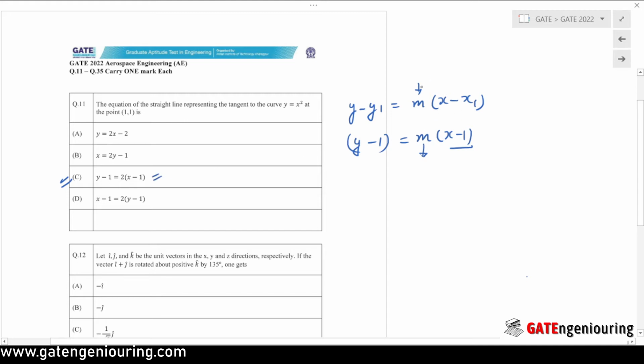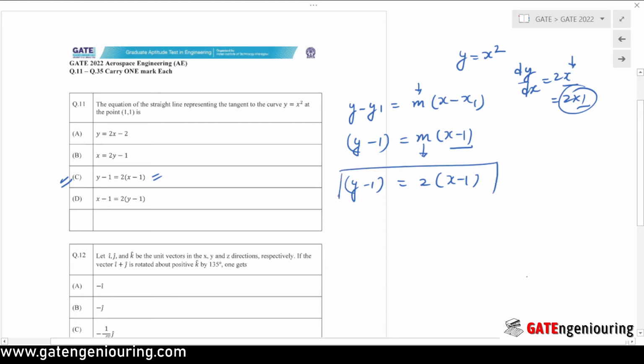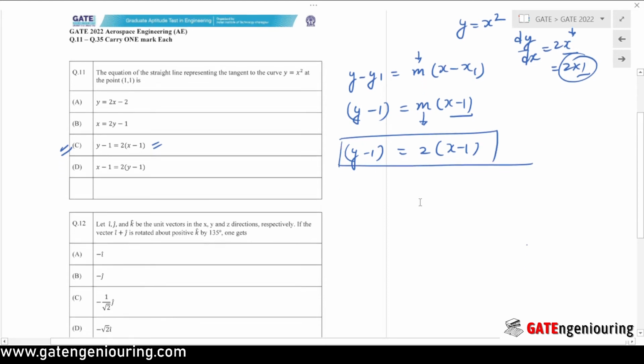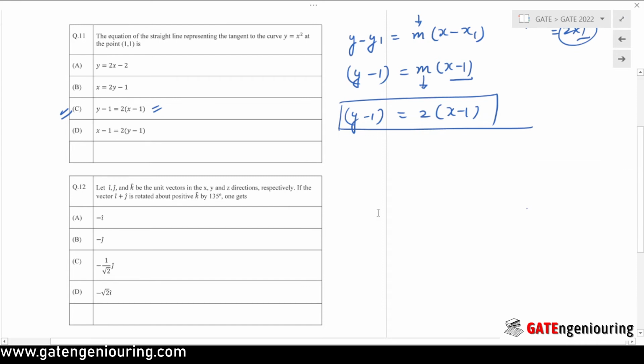But let's say if you want to find this also, y is equal to x square, and what is the slope? dy by dx. So that is 2x, and the value of x is given as 1. So 2 into 1. So it is y minus 1 is equal to 2 times x minus 1. So it is a very simple question. Okay, so you can easily answer this without thinking too much.